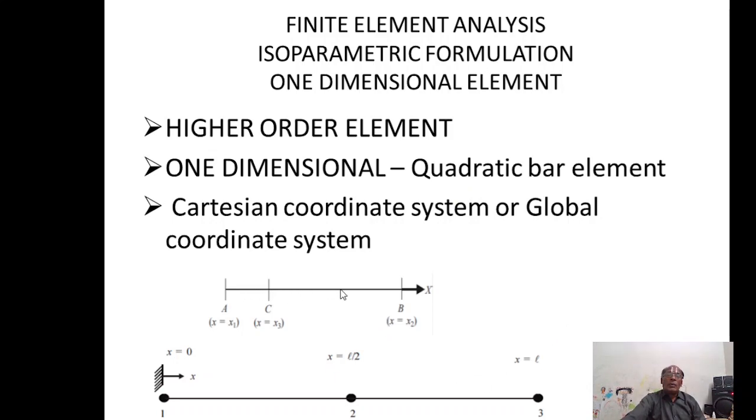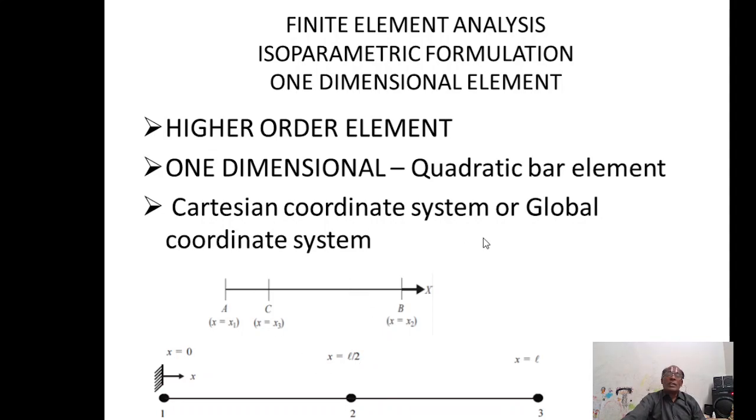The force acts in only one direction. Even though y direction and z direction deformation may occur, we are not considering those deformations. We are accounting only for deformation along the x-axis, only one direction. So this becomes a one-dimensional quadratic bar element. To write the polynomial equation, this becomes second order. That's why we call this a quadratic bar element.